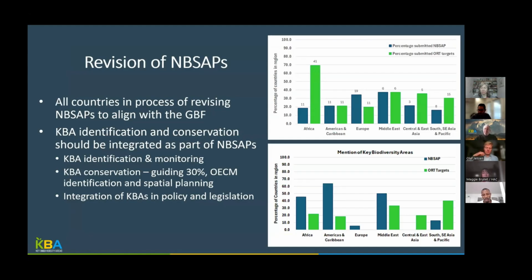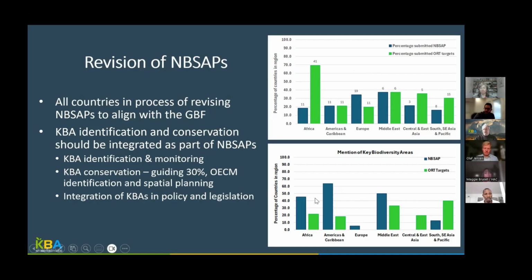Just to finish, we recently completed a revision of the National Biodiversity Strategy and Action Plans across countries. Sadly, despite it being a year after the deadline to submit those action plans, less than 40% of most areas of the world have submitted their NBSAPs to date. And in terms of the online reporting tool targets, the ORT targets, on these, the green bars, only Africa has more countries than 50% that have submitted their targets.